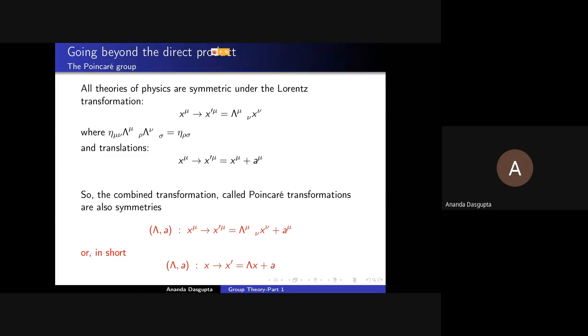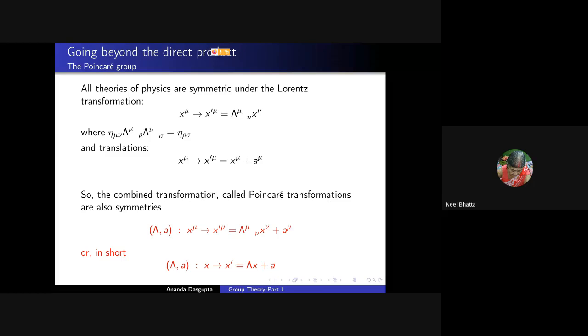You first do a Lorentz transformation, then do a translation. Does a Poincare transformation lambda comma a? Of course, you could have done it in the other order. You could have first done a translation, then done a Lorentz transformation. That would have ended up giving a different Poincare transformation. Okay, sir, I got it.